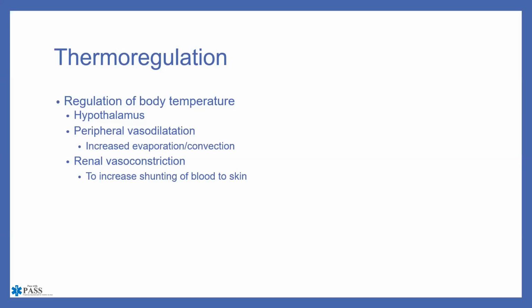And then we get renal vasoconstriction, so the blood vessels in the kidneys actually start to constrict to increase all of that blood flow to the skin to help get rid of the heat. When we do that, now we have a resultant decreased or lowered urinary output.